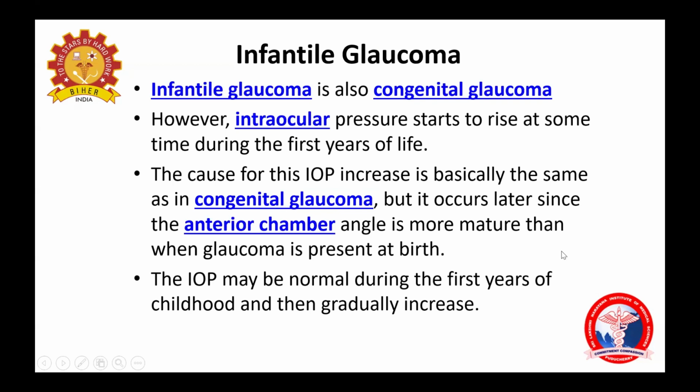So there might be a few of these, the anterior insertion of the iris, but earlier when the child is born, it was a little bit more mature, so it is able to drain. But as the child grows, then this angle might start malfunctioning, and thereby giving rise to an increased intraocular pressure. So the IOP may be normal during the first few years of childhood and then may subsequently increase.